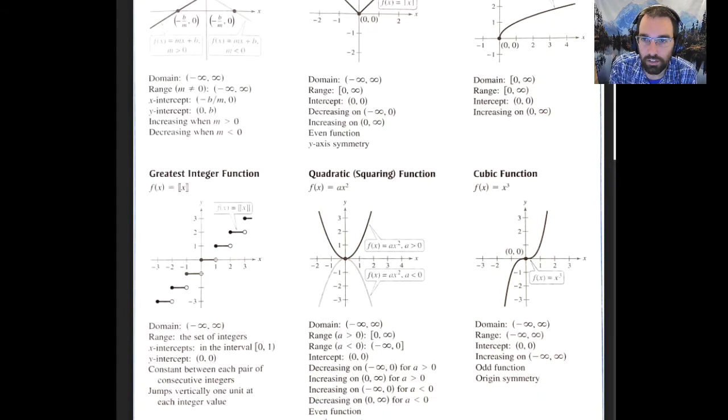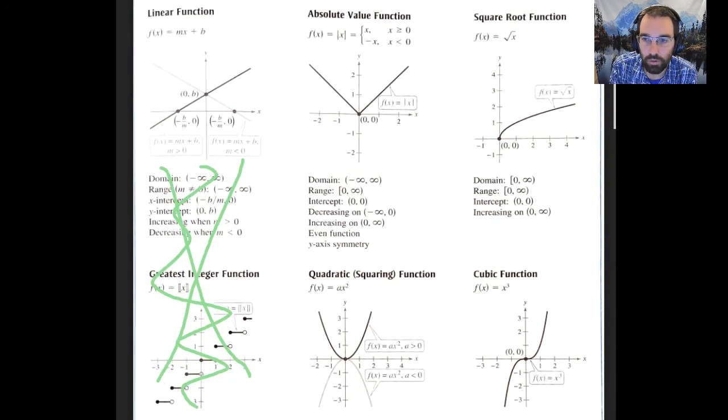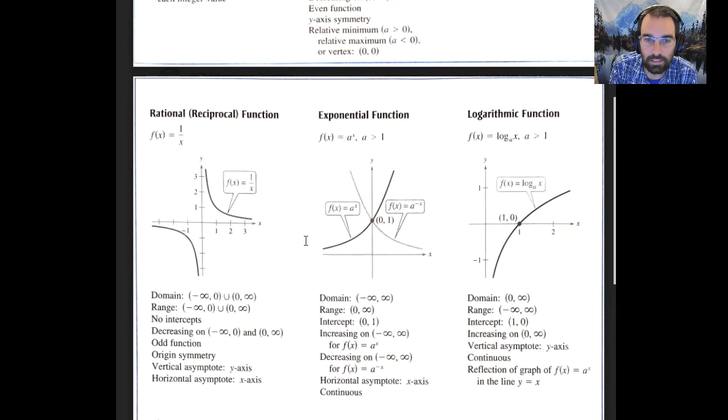Some things that you need to be aware of: you do not need to know the greatest integer function, but you do need to know everything else on this front page. Does that make sense? You need to know everything but the greatest integer function.